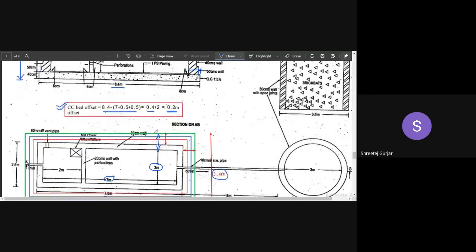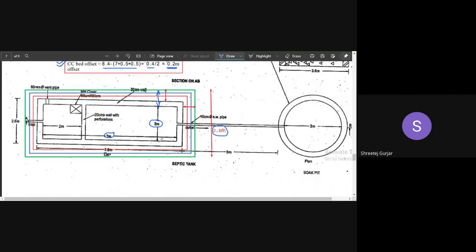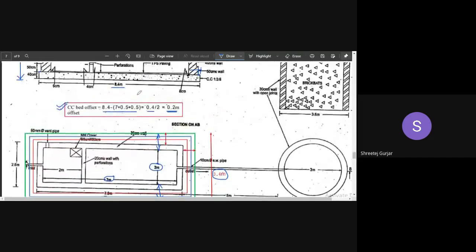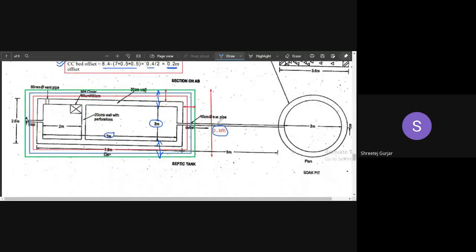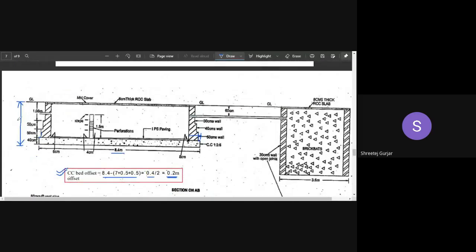So this entire thing will be what? It will be 50 centimeters plus 0.2 on this side and on this side. So it will be 3.4. Now we know the excavation. We know the length 8.4. We know the breadth 3.4 and height. What is the height? Has anyone calculated height? 1.08 plus 1 meter plus 0.4. So that is your height of excavation, or what we call depth.